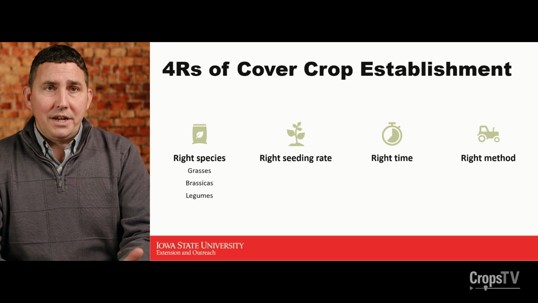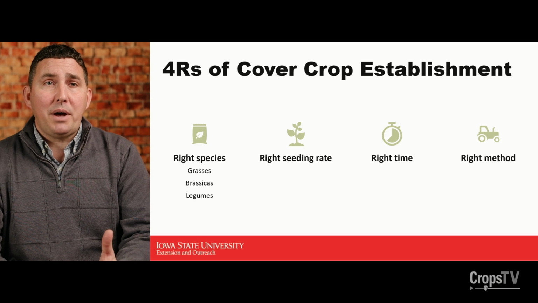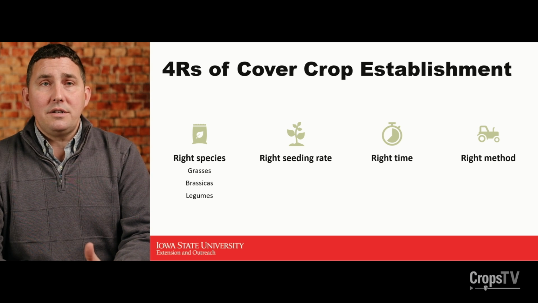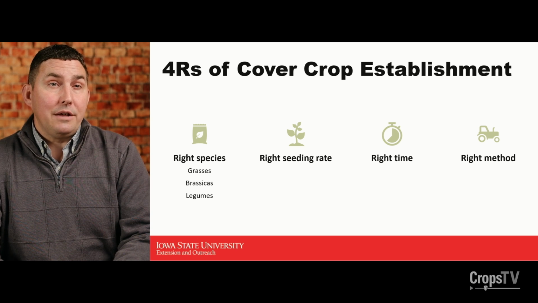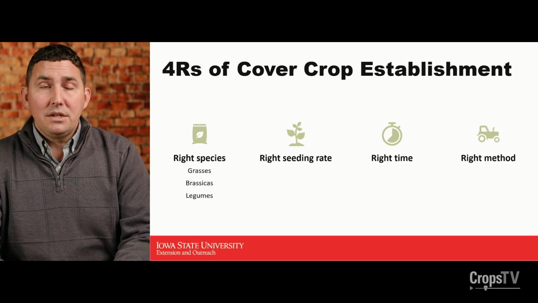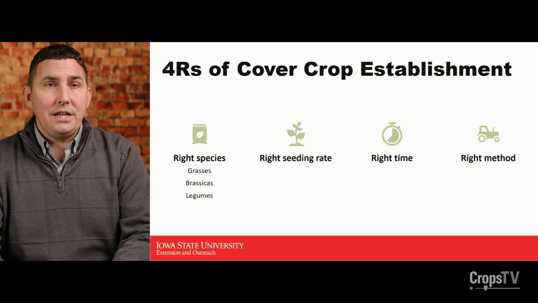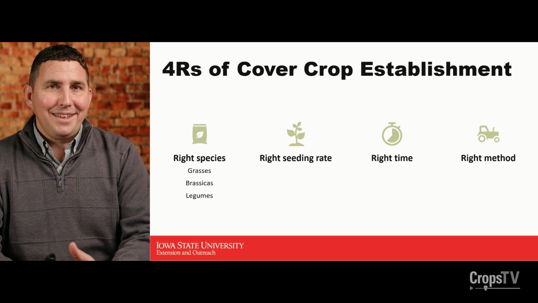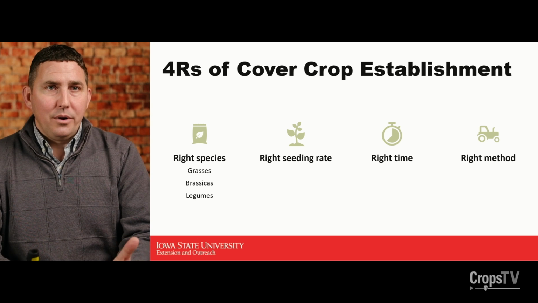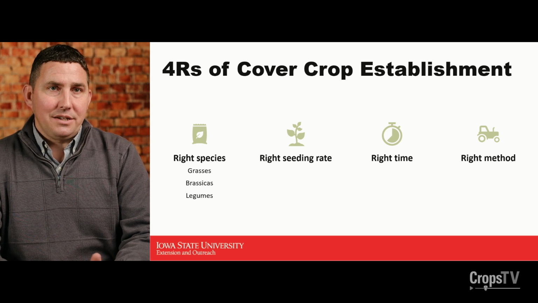So as far as the right species, if we're thinking purely about biomass, the no-brainer is to use small grains. So the winter wheat, the winter rye, the triticale, even oats, they can give us more biomass than what we would maybe be able to get from brassicas or legumes. Sometimes if we have an early enough seeding, those brassicas can be really productive. But if we're limiting production time, that time that they're growing in the fall, we're going to have lower biomass with the brassicas and the legumes.